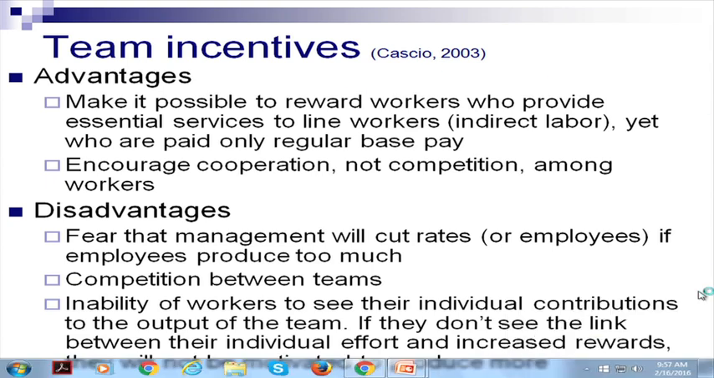So, when we incentivize the team, we encourage cooperation, not competition, among workers, and we give benefits to the team as a whole. The contribution of individual people may not be seen as very significant, especially the support staff.